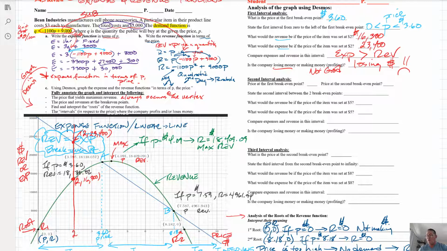All right. So where does the company profit? Well, I do know, but let's analyze it. Let's pick a price between $3.60 and $8.18. Over here it says in the second interval analysis, what's the price of the break-even point? Okay, so we know that. The first one is $3.60. The second one, if you look on the graph, is $8.18.